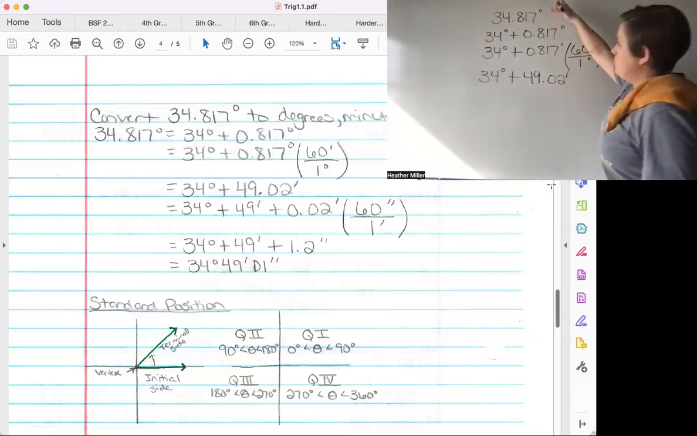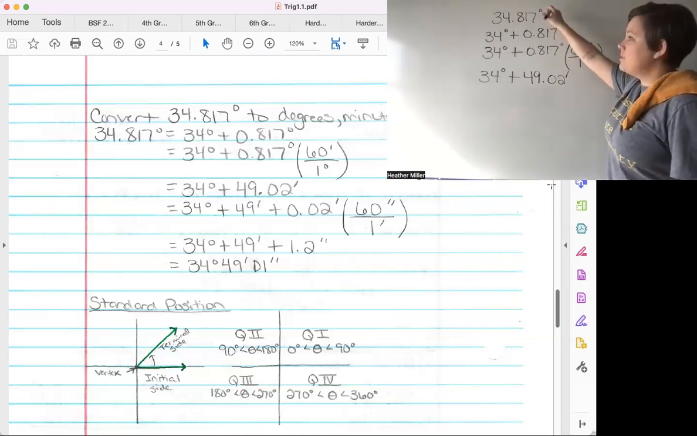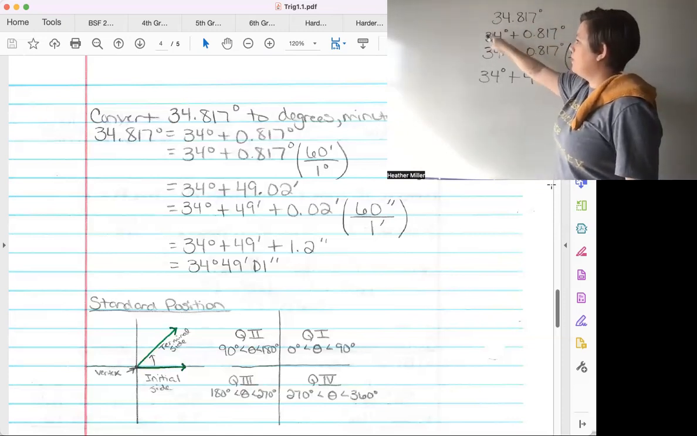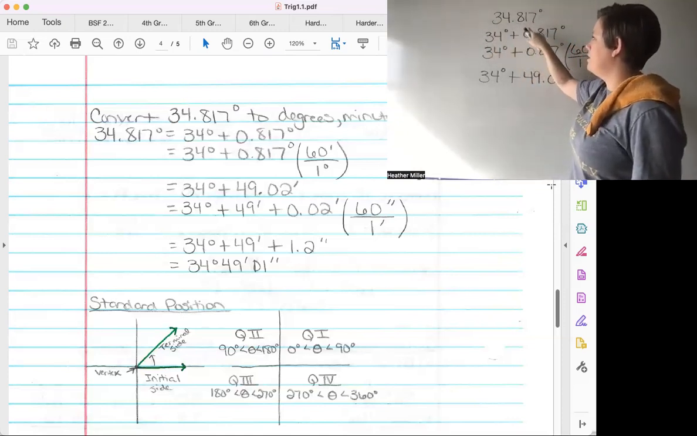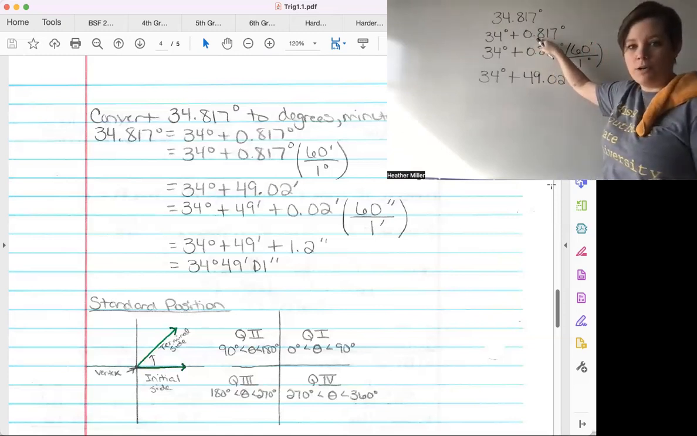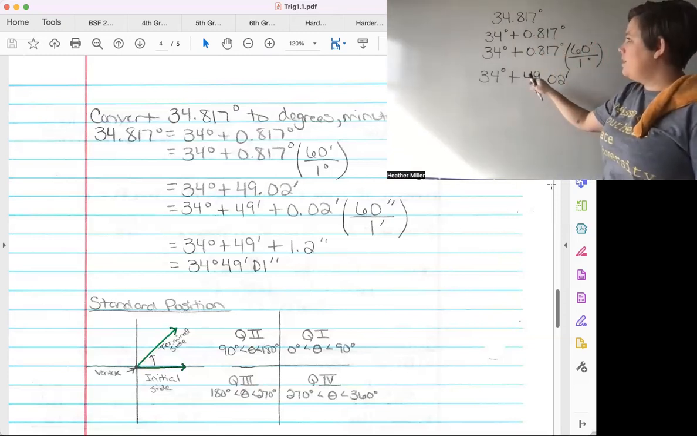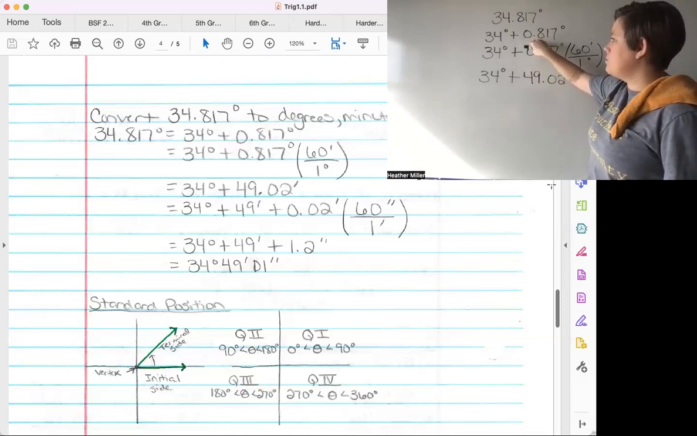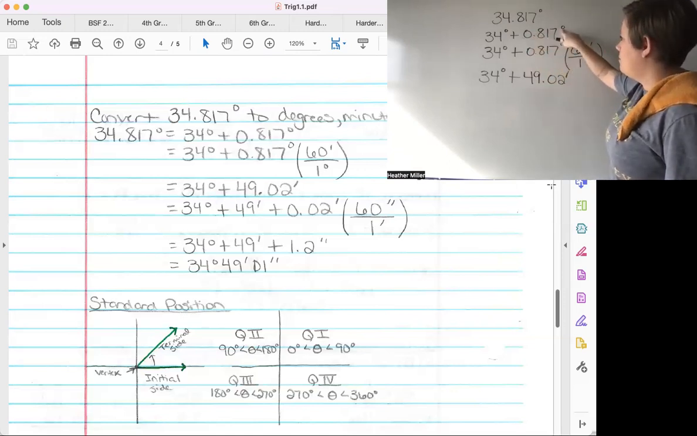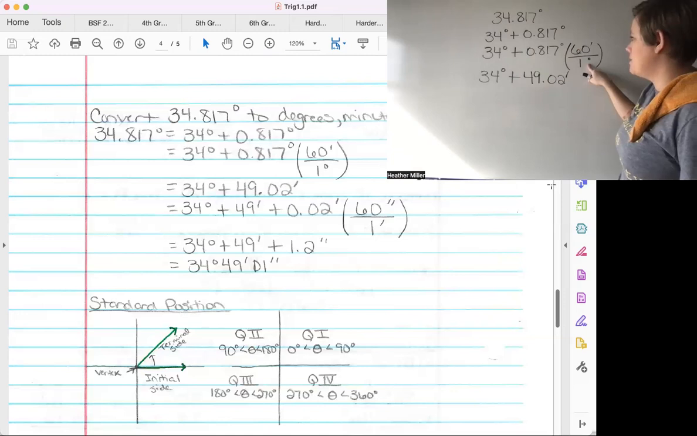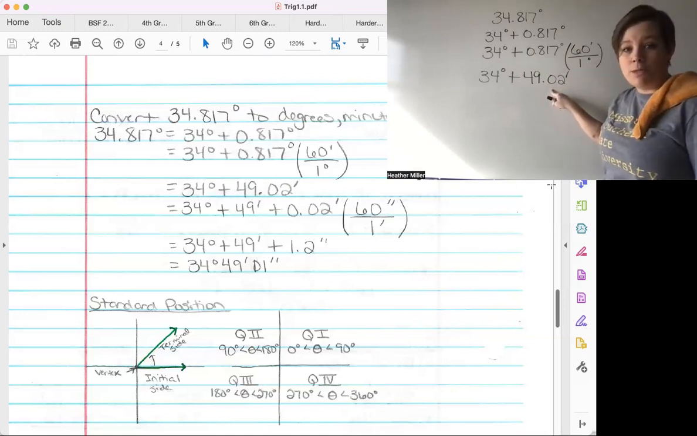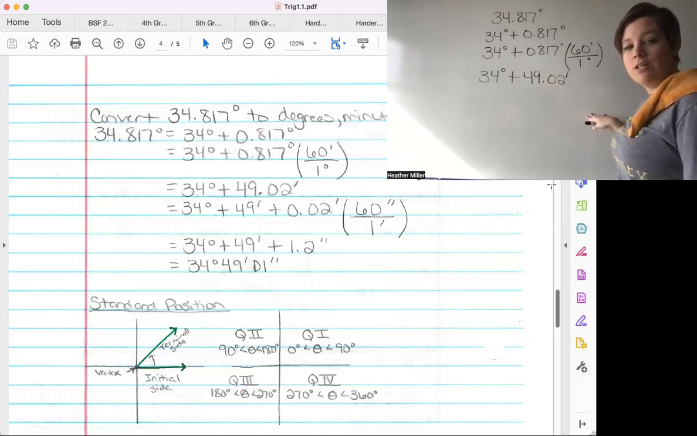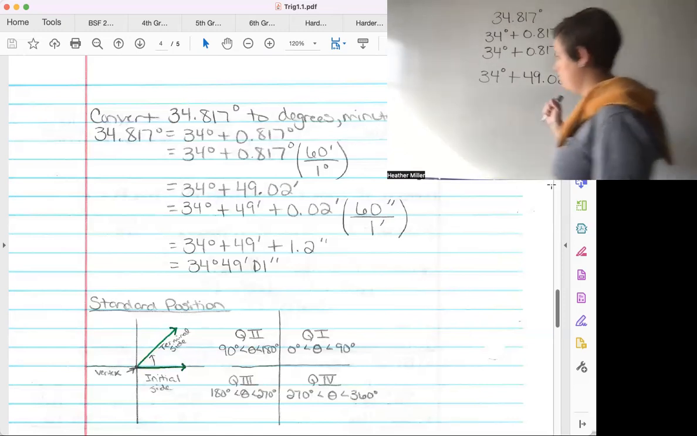Notice that when we went from degrees, the first thing that happened was we took our whole part and then we put plus and then the not whole part, the decimal part. And then we converted that decimal degree into minutes. Now we're going to do the same thing with our minutes. We're going to take that decimal minutes and convert it into seconds.